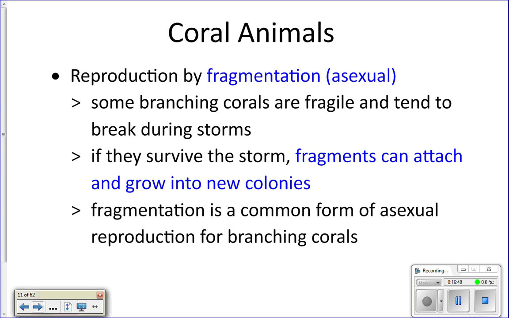The big brain corals aren't going to be able to do this. But the branching corals, like the piece that I sent around and this one up here, they'll be able to do that. All right? Make sense?